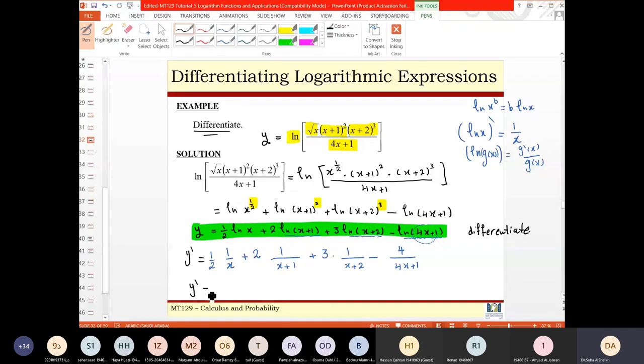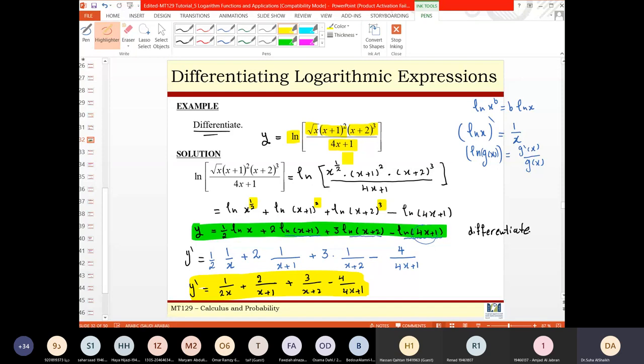So y dash, I can write it like 1 over 2x, plus 2 over (x plus 1), plus 3 over (x plus 2), minus 4 over (4x plus 1). Can you see how easy it is to find the derivative when I'm applying the ln?